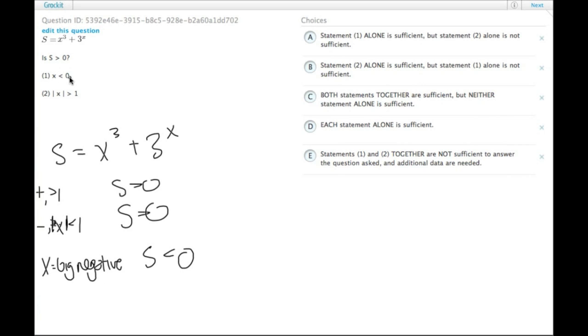Statement 1 tells us that x is less than 0, but remember we have two different ways that this can work out depending on whether x is a fraction or not. So this is not sufficient on its own. We get rid of answer choices A and D.